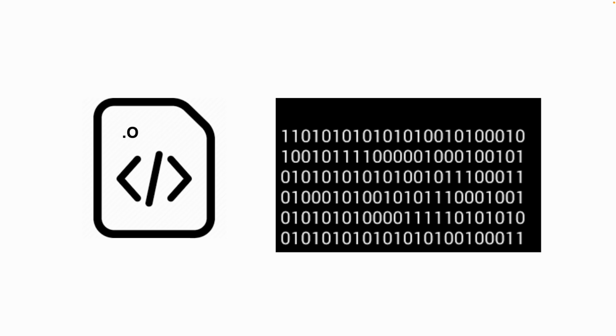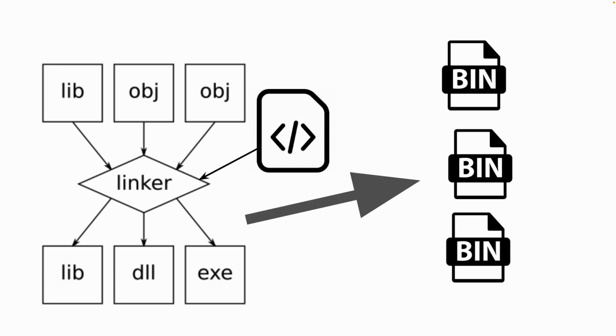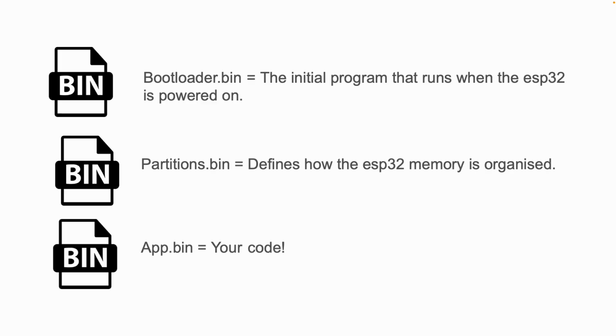but before you can put this onto your chip, you need to join it together, link it with all the other libraries or other object files that you use. Once you link all of those together, you get 3 files. The first file is the bootloader, which is the initial program that runs when the ESP32 is powered on. Then is the partitions, which has a partition table showing where everything is in the memory. And lastly is the app, which is your code.